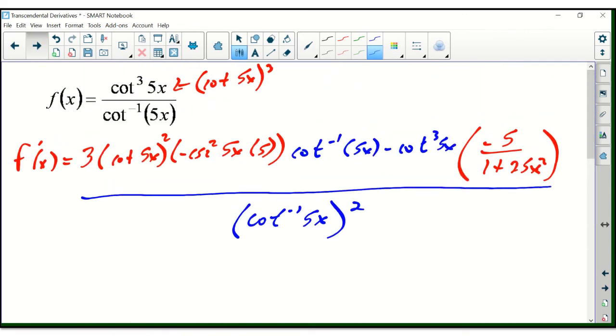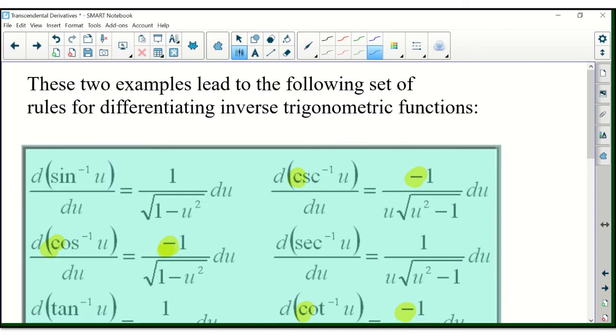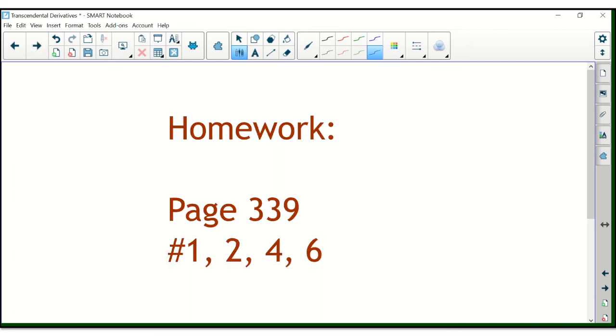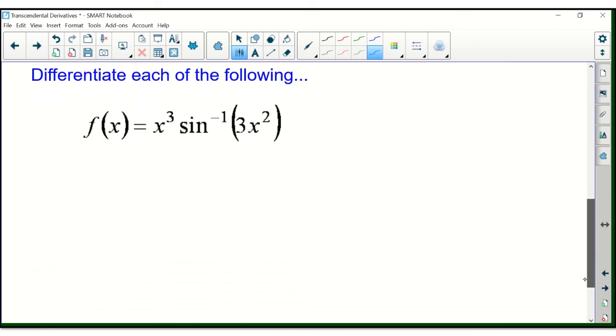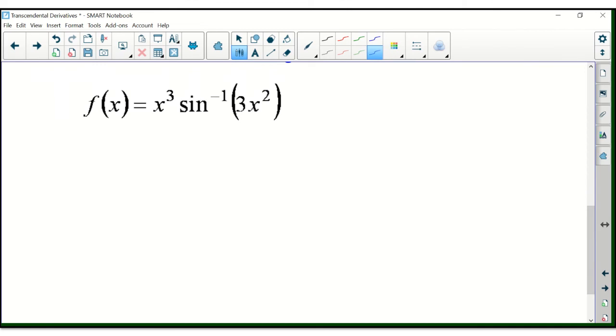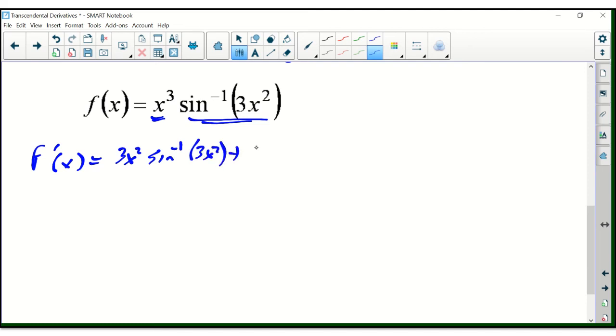I think let's just jump ahead here a second. Okay, here's another one. This one is a product rule. You have x cubed, which is a function, multiplied by inverse sine of 3x squared, which is also a function. So my derivative would be product rule: derivative of the first, multiplied by the second, plus the first, multiplied by derivative of the second.